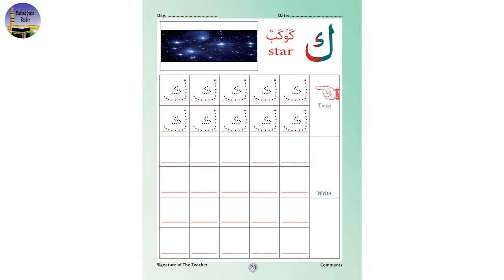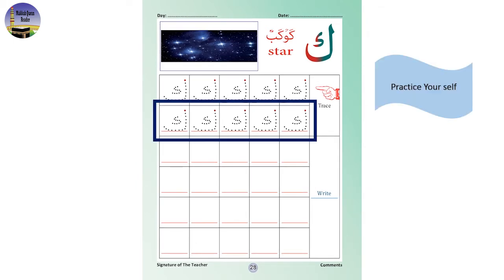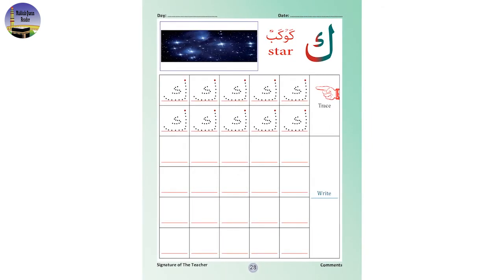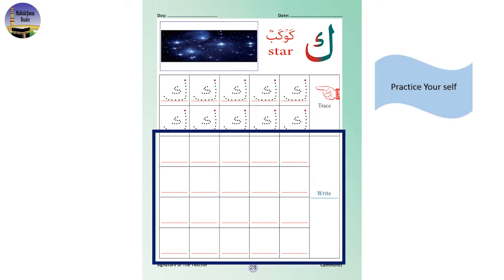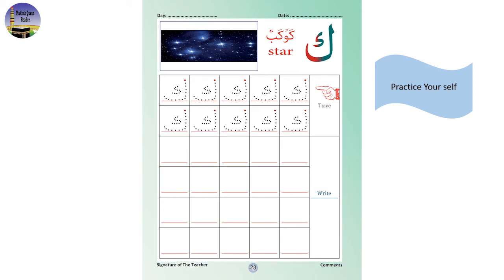Remember, we must maintain the red line. Follow the upper one and join the dots of the second line in the same way. Now you have to write kaf by yourself and complete the page properly. And don't forget about the red line.